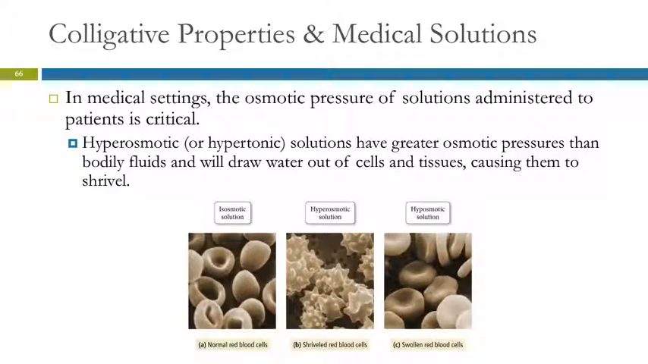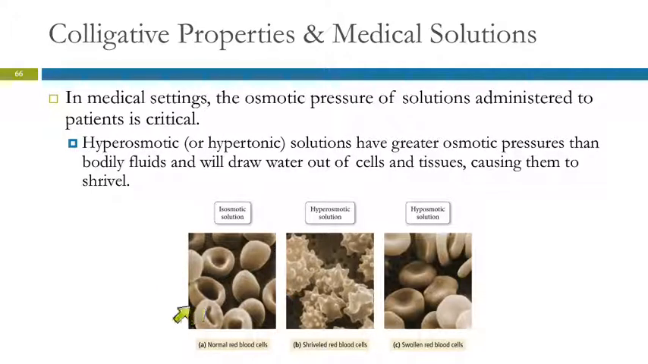Colligative properties, like I mentioned earlier, are important in medical settings. The osmotic pressure of a solution that's administered to a patient is critical. So you go to the hospital and they stick a needle in your arm and give you IV fluids, right? So the osmotic pressure of that fluid that they're putting into your veins needs to match the osmotic pressure of your blood. Because this is what happens if it doesn't.